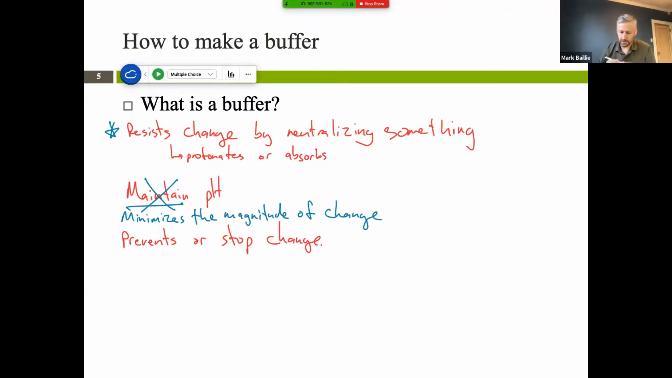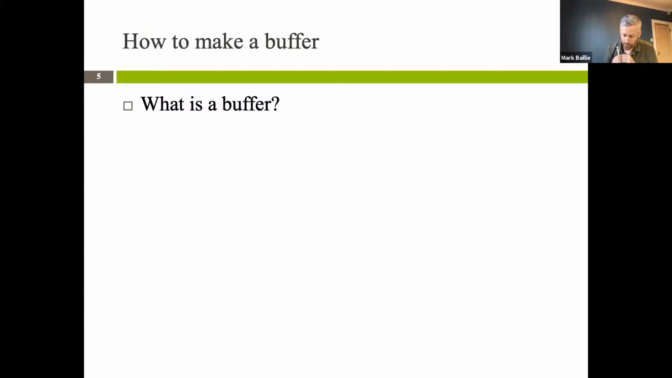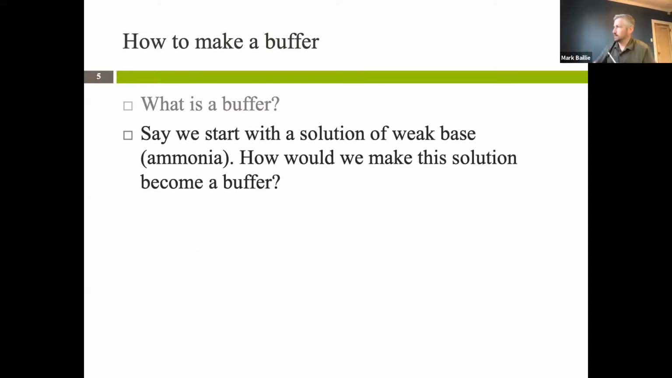But before we do that, I'm going to continue on one more component here. And it looks like someone got kicked out. Let's get back in. The other question I have is, if we have a solution of a weak base like ammonia, I think this is one of the questions on your worksheet, how would we make a buffer solution out of that? One of the things we didn't talk about: we said what a buffer does, but we didn't really talk about what a buffer is. So this will help us down that line.